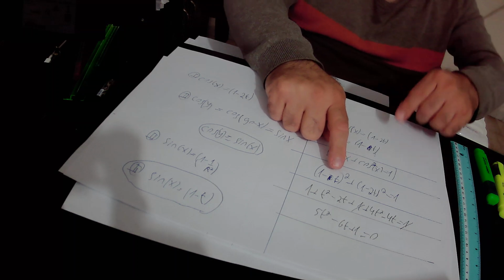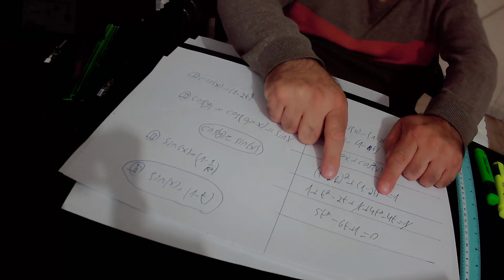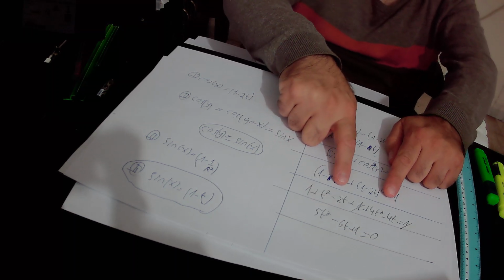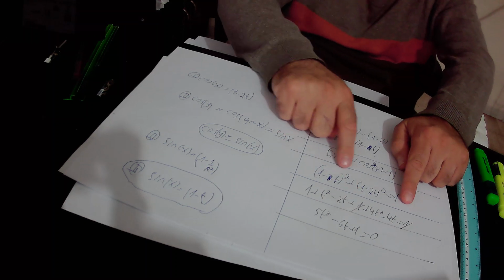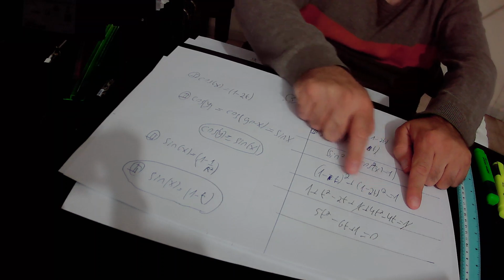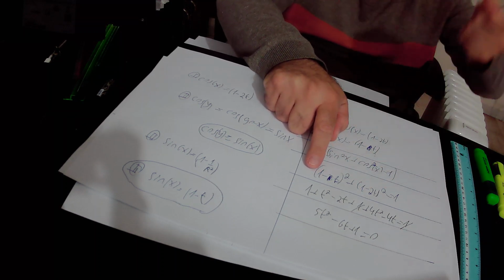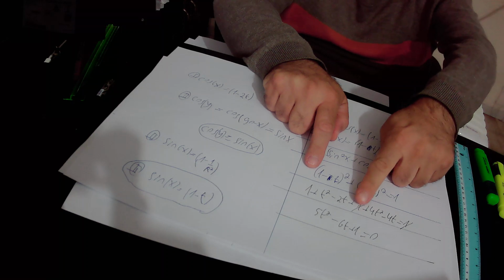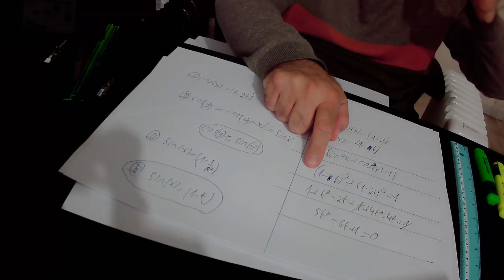So here we have t squared plus 4t squared is 5t squared, minus t minus 4t is minus 6t, and we have here 1 in both sides of the equation, so 1 will get cancelled, and we are left only with this one. So in conclusion, we found out that 5t squared minus 6t plus 1 equals 0.